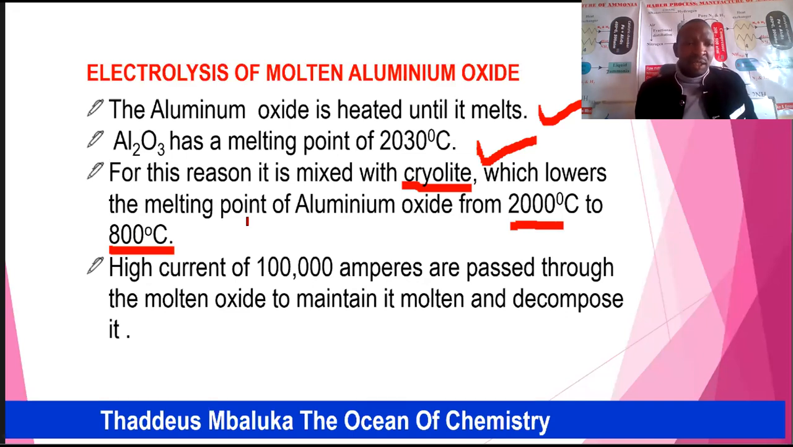High current of 100,000 amperes passes through the electrolyte to maintain it in molten state and to decompose it. So there are so many questions that are added here. First of all, the method of extraction of aluminium here is electrolysis.